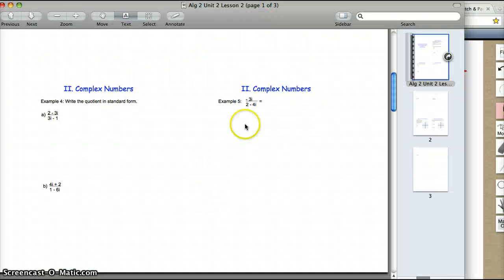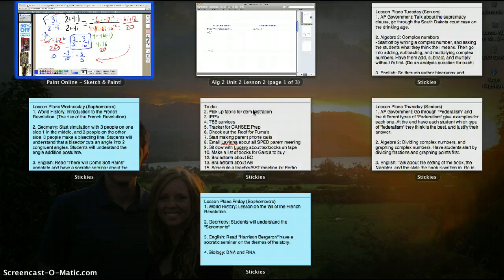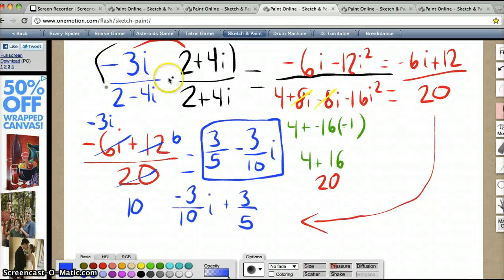Okay, so now let's go ahead and do example 5, which is a negative 3I divided by 2 minus 4I. Again, to divide, we need to multiply by the opposite, so the complex conjugate. So you've got 2 plus 4I divided by 2 plus 4I, because over here it was 2 minus 4I. Here we don't need to FOIL, so we're just going to go ahead and distribute in.